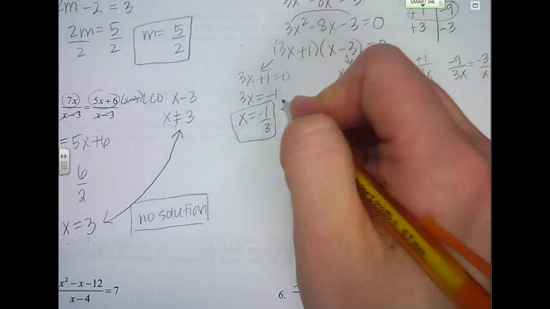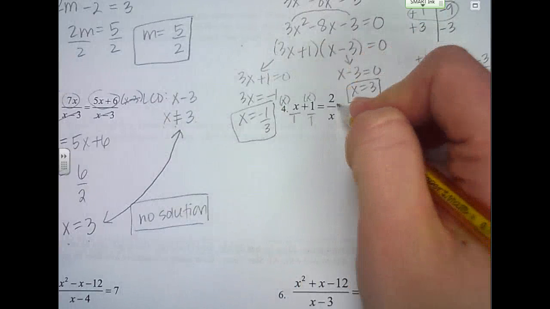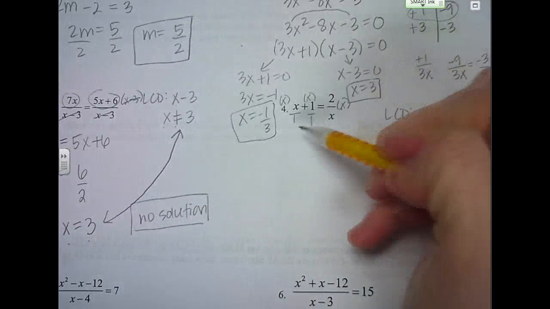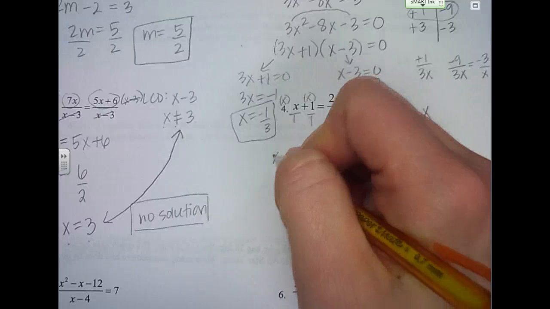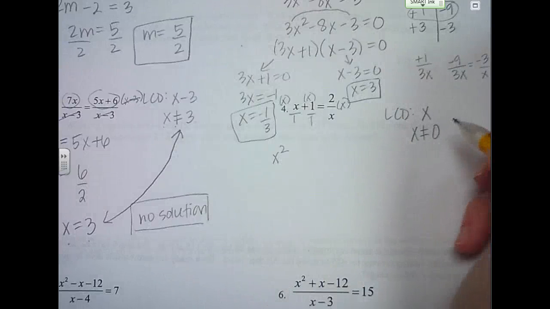So let's multiply everything by the LCD. So nothing cancels here because it's just a 1. So we have an x times an x is x squared, not 2x. Some of you keep putting 2x.